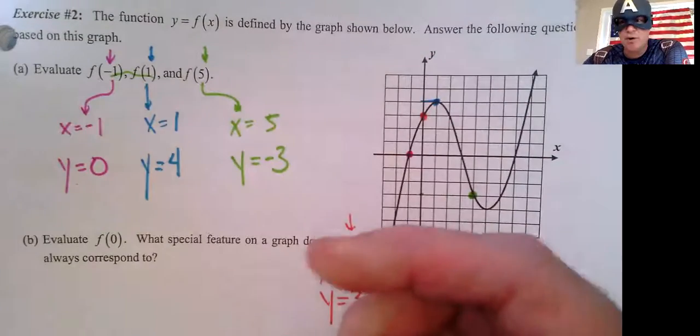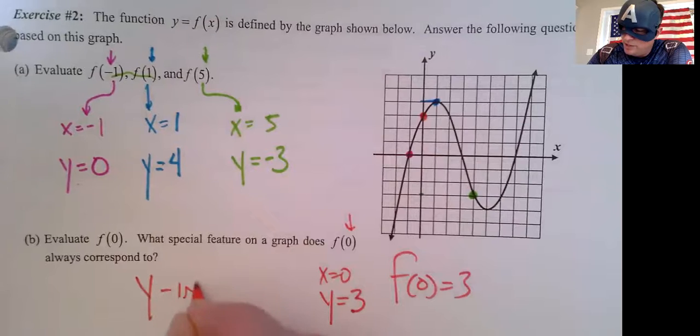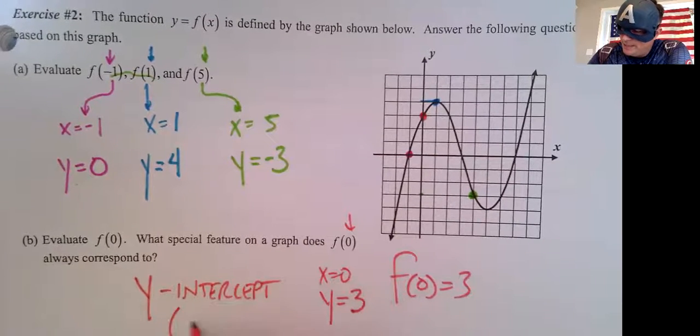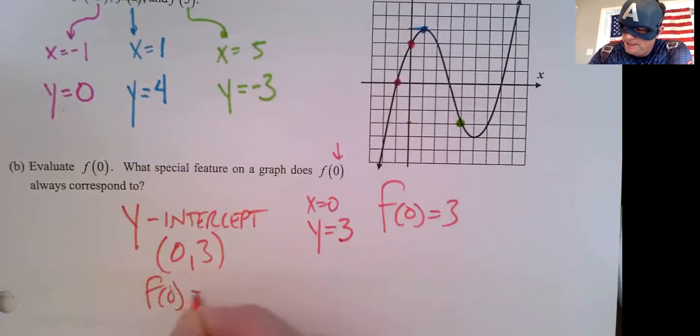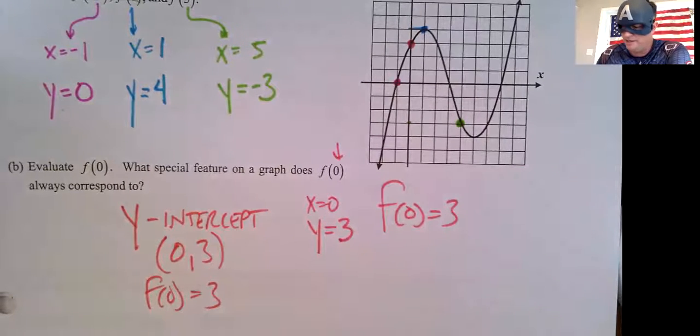And so if there's a point that's on the y-axis, that is called our y-intercept. So our y-intercept is at the point (0, 3), or what we've just said there is that f of 0 is equal to 3. That gives us an idea as to how these things relate to each other based upon the graph itself.